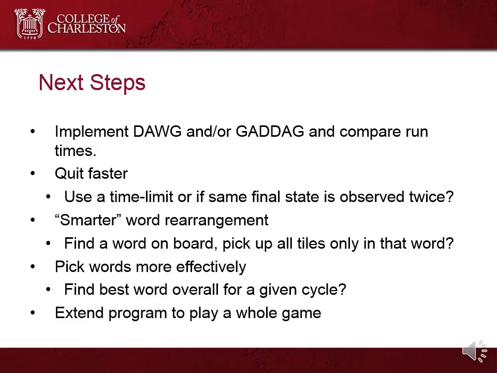Another improvement could be picking words more effectively. Right now, the program picks the first best word it finds that fits on the board, but maybe picking the best word overall for each cycle could be better. The risk with doing that would be having the program pick the same word every time and always result in the same final state, even if it's not a solution. After the program runs faster, it would make sense to have the program play through a whole game of Bananagrams instead of just the first 21 tiles.